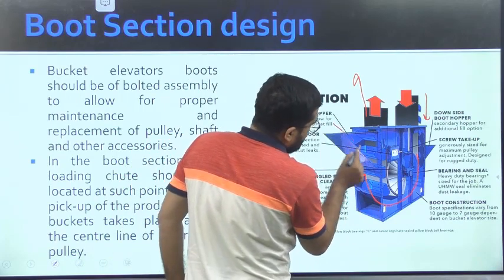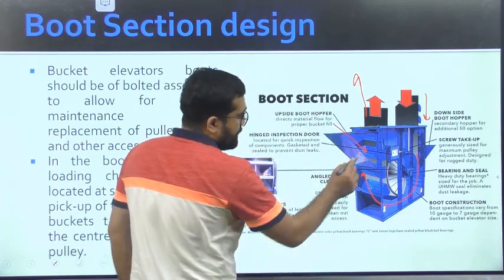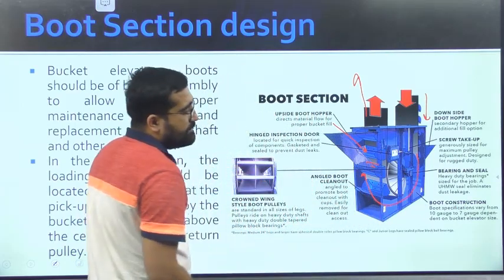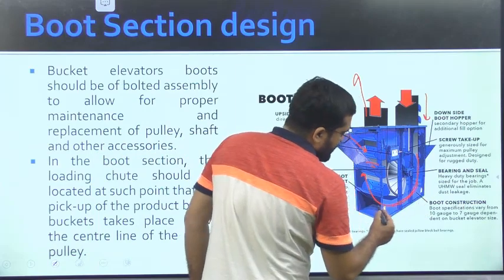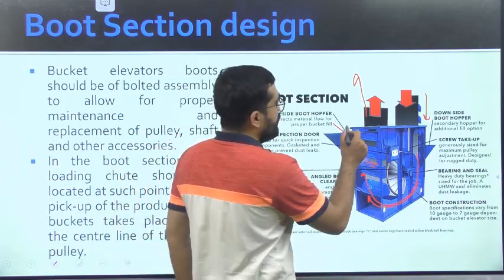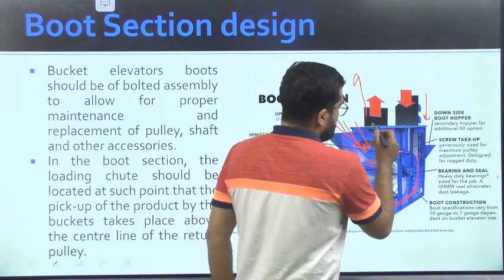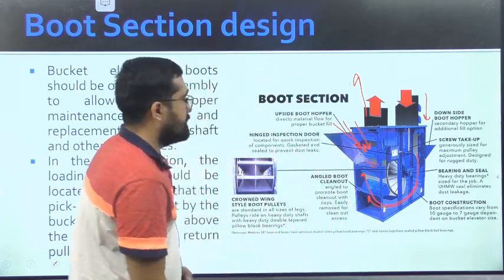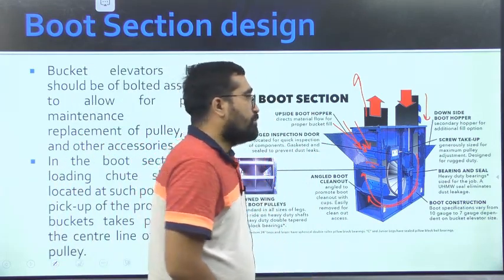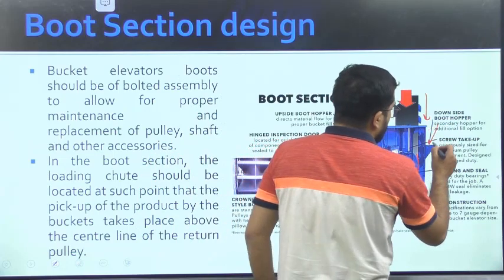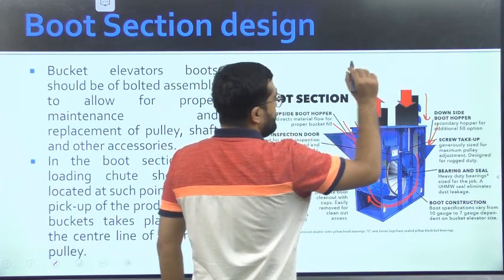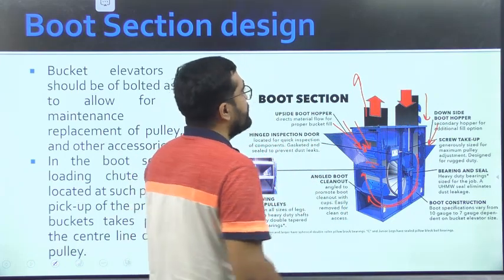Here the material is thrown like this onto the bucket so that it will get fed. Either the buckets can be self-feeding, where they carry the material from here and get self-fed. Otherwise we will provide a hopper here from which the material will be fed to the bucket elevator. There are some bucket elevators which are fed from both ends. This is the front feeding, this is the backward feeding, and there are both feedings.